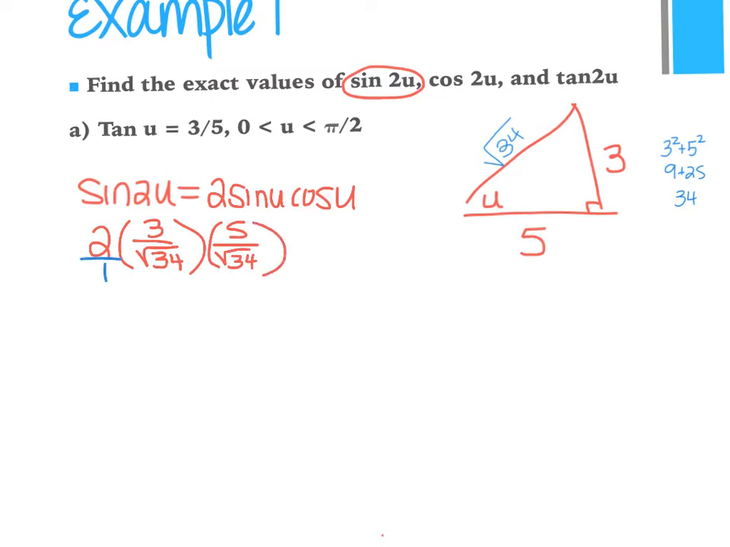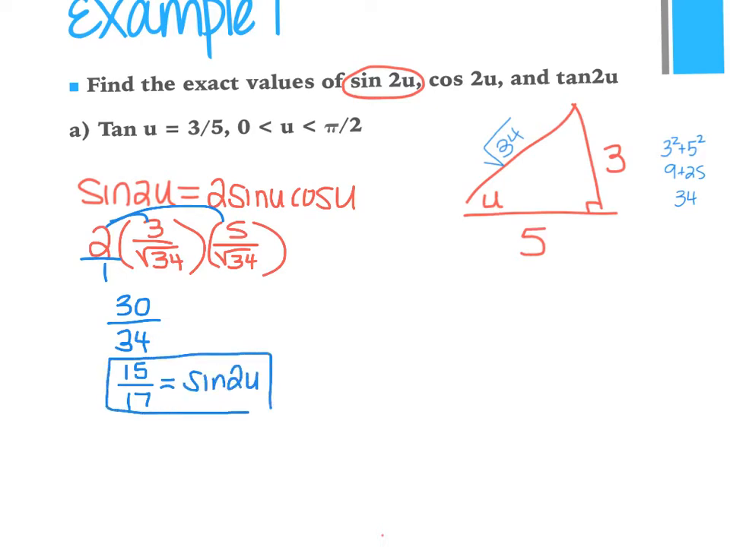And then I would multiply out my numerators. 2 times 3 is 6, times 5 is 30. Over root 34 times root 34, which is what? 34. So this gets reduced to 15 over 17. And that's the sine of 2u.